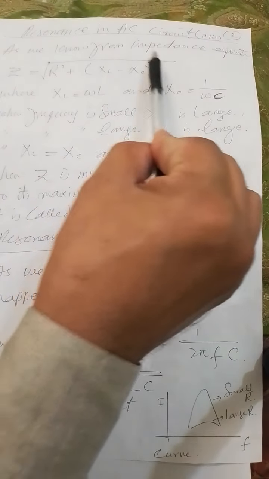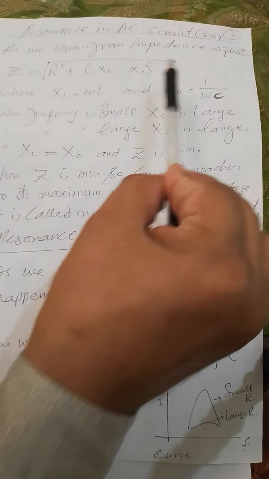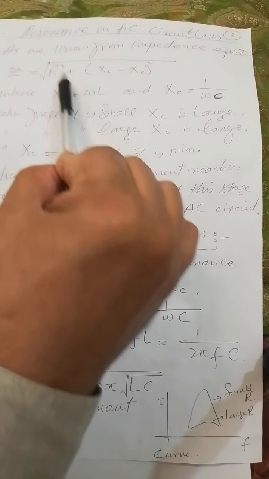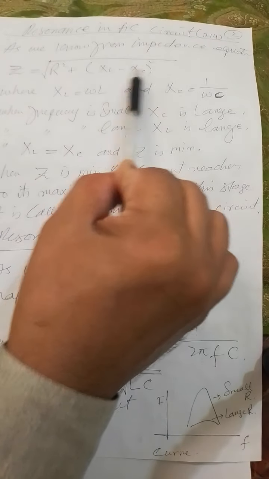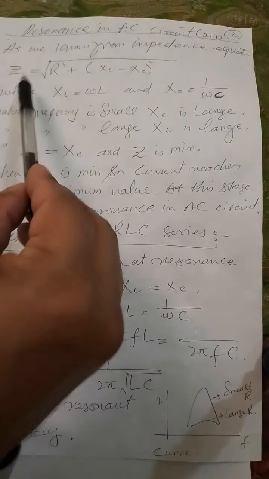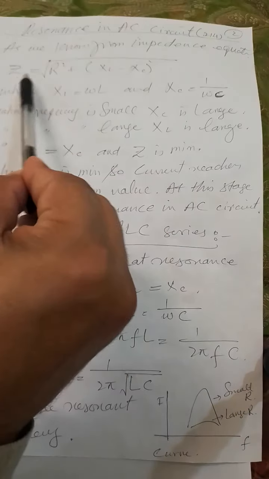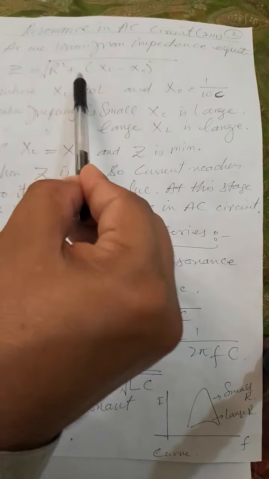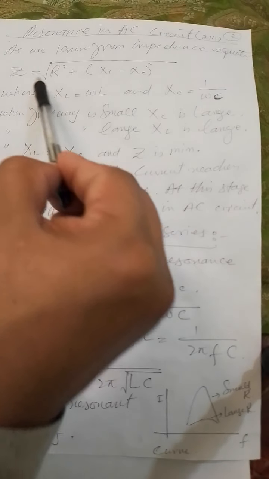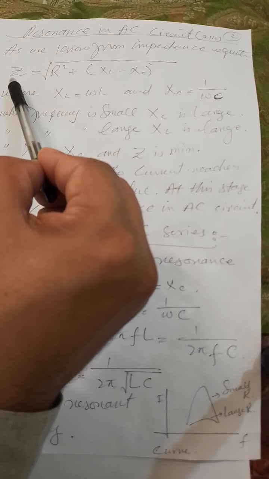As we know from the impedance equation proved in the previous lecture, Z is equal to the square root of R square plus (XL minus XC) whole square. This is the equation for the impedance of the circuit. The overall net resistance is also called impedance, which can be shown by the alphabet Z.